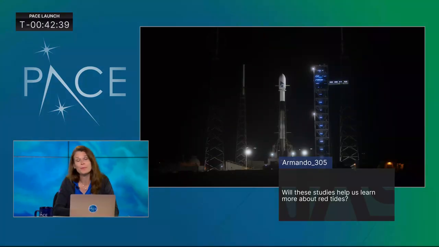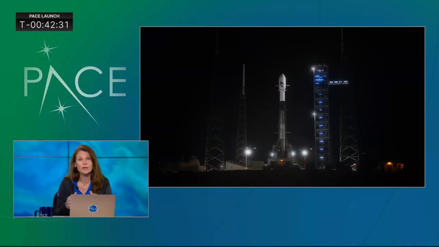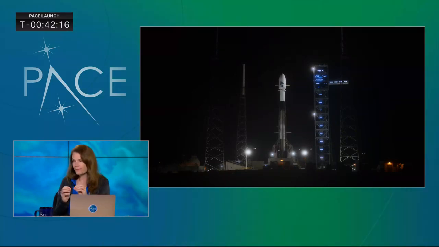So the key instrument that PACE has is the ocean color instrument. And as the name indicates, it looks at the color of the ocean, but it looks at it in a way that is hyperspectral. And every phytoplankton, and these are the small algae that live in the ocean that are the base of the food web, they have different sizes and shapes, and they each absorb light differently. And this is like a fingerprint.